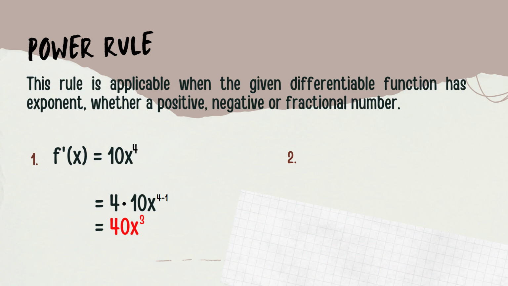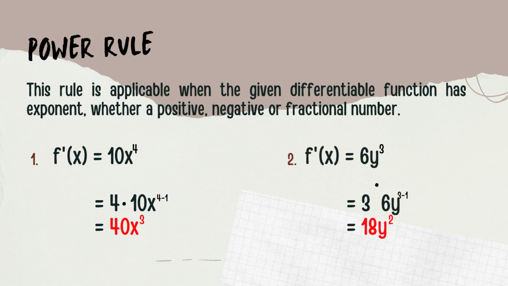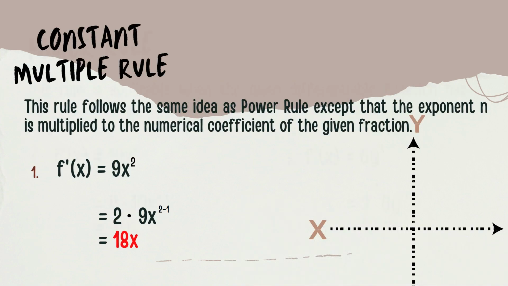Power rule. Multiply the exponent by the base, then subtract 1 from the exponent. For example number 1, we have 10x to the 4th power. We need to multiply the exponent by the base and then subtract 1 from the exponent. So, we have 40x cubed. For number 2, 6y cubed, multiply the 3 by the 6 and then subtract 1 from the 3. We have 18y squared.